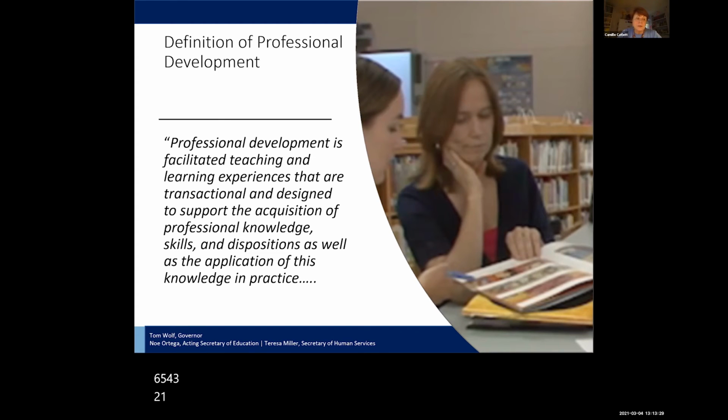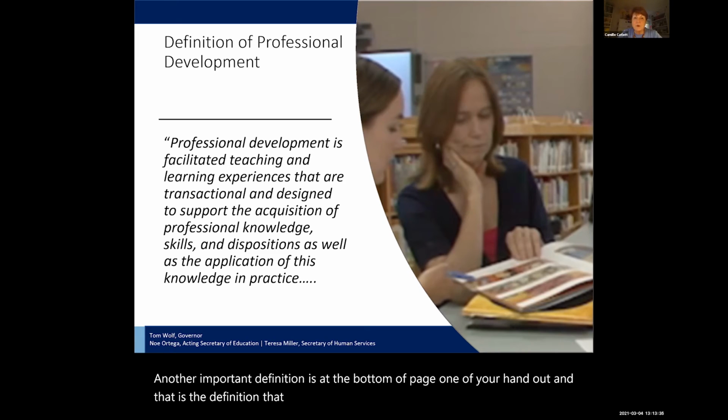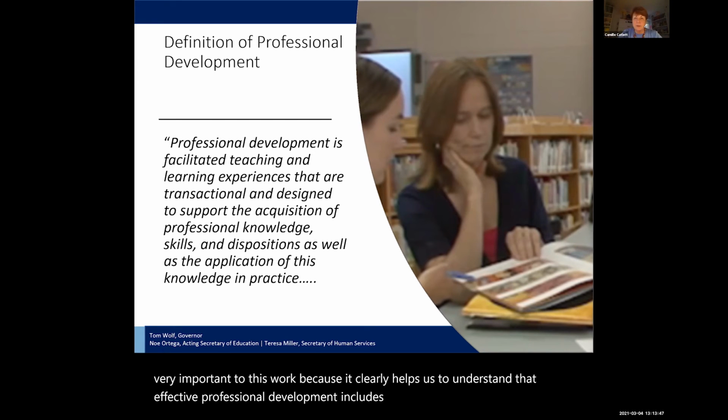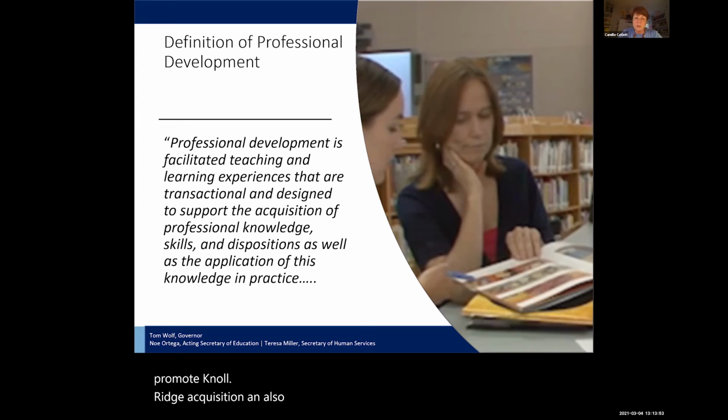Another important definition is at the bottom of page 1 of your handout, and that is a definition that we have been using for professional development. It's very important to this work because it clearly helps us to understand that effective professional development includes both experiences that build and promote knowledge acquisition, and also provide opportunities for students and staff to apply that knowledge by practicing.